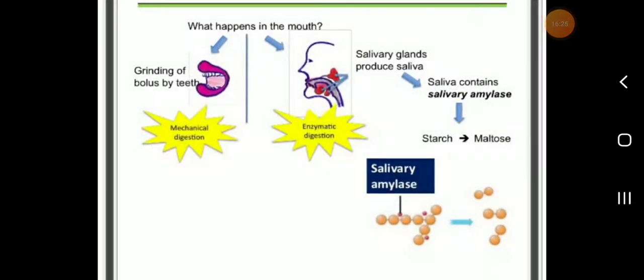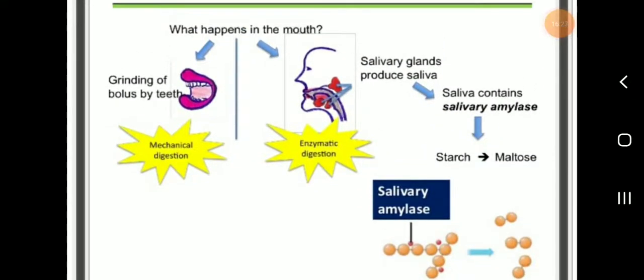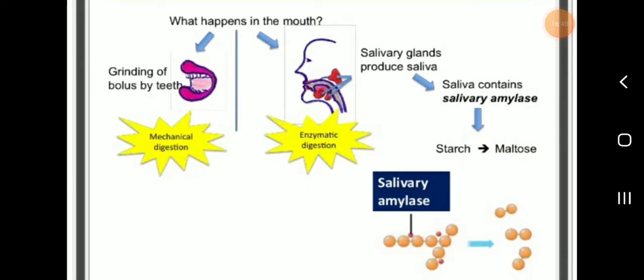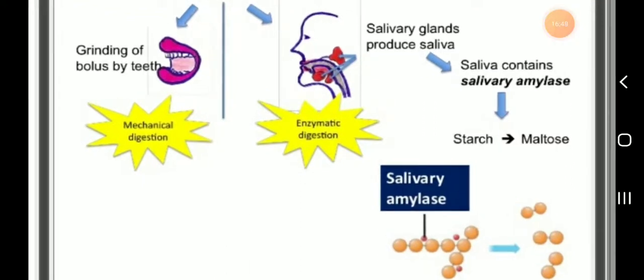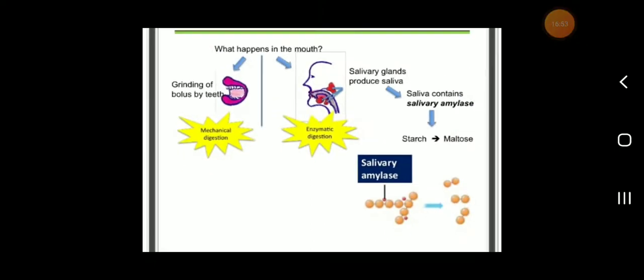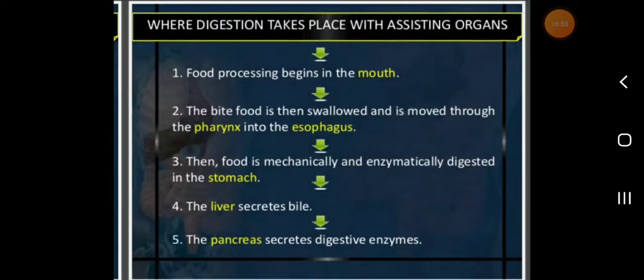Listen, what happens in the mouth? The intake of food and the grinding of the bolus by the teeth. That is mechanical digestion. Then the salivary glands produce saliva, which is enzymatic digestion. Saliva contains salivary amylase, which converts starch into maltose.